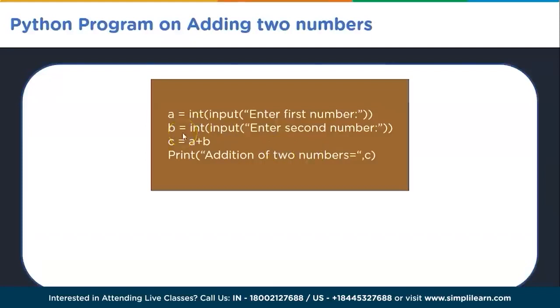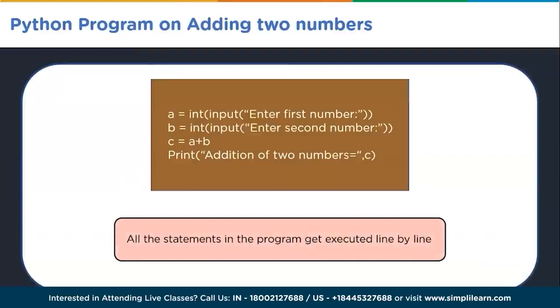Now we will insert an int value in variable b. For that, we will write the command b equal to int(input( for the message, we will put the message in inverted commas, the second number colon, and then we will close this message by round bracket and another round bracket closing. Then we will assign a variable c and add the operation a plus b. Now we'll print a message that would be addition of two numbers equal to, in inverted commas, comma c, as variable c will store the result of a plus b.